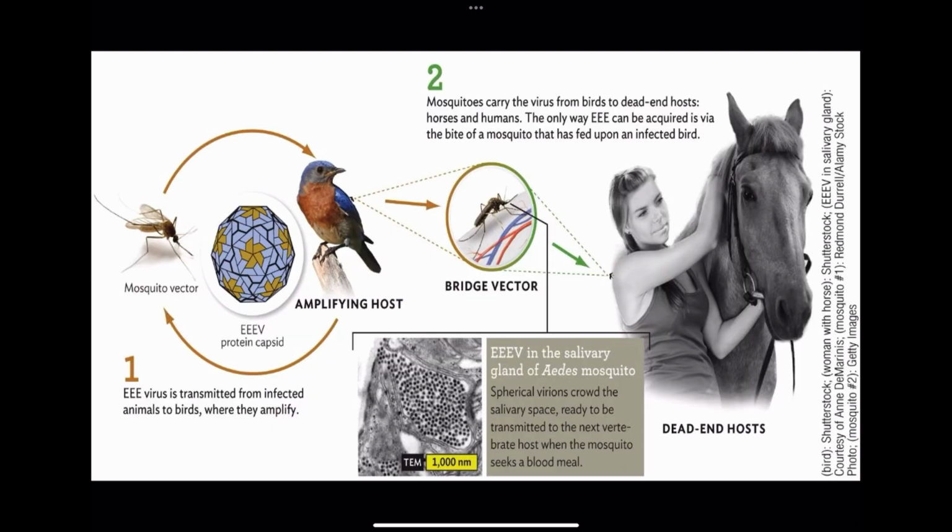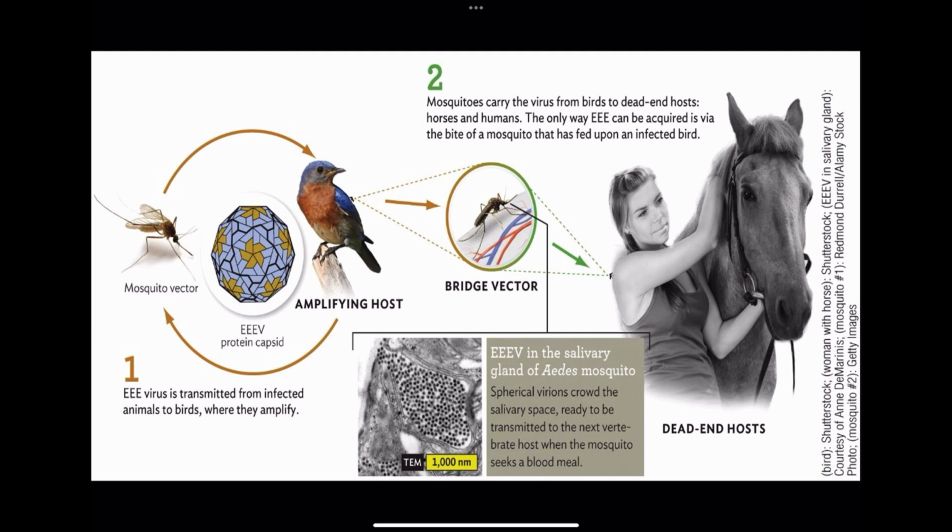I feel this picture better describes how the EEE is contracted in humans. To start, the EE virus is transmitted from infected animals to birds where they amplify, meaning the mosquito, which is the vector in the situation, takes its nutrients from an infected bird, and then from there, it can lead to the second step where mosquitoes carry the virus from birds to dead-end hosts, such as horses and humans.